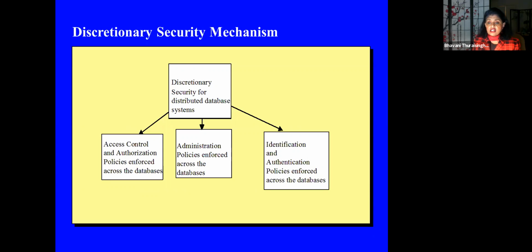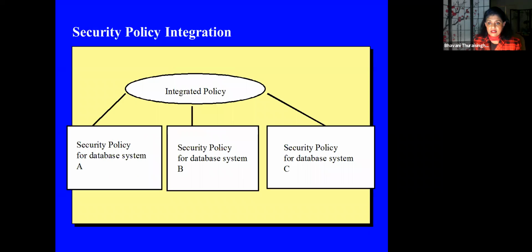We have discretionary security and mandatory security. If you listen to some of my earlier presentations on central databases, we talked about access control for database systems as well as multi-level secure database systems, right? For discretionary security, we have access control and authorization policies enforced across all the databases, and administration policies enforced across all the databases. And then, of course, you have identification and authentication, because you can be in Los Angeles and be identified and authenticated, but you have to make sure that you're authenticated so that you can access the remote databases as well. Okay, so these are some of the security mechanisms.